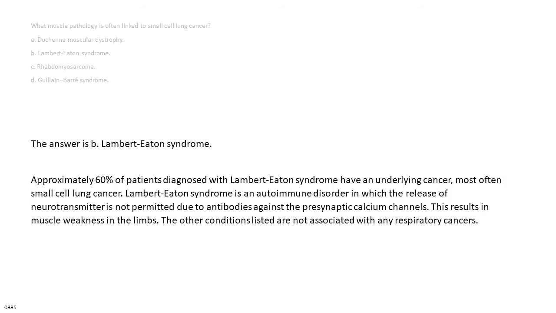The answer is B. Lambert-Eaton syndrome. Approximately 60% of patients diagnosed with Lambert-Eaton syndrome have an underlying cancer, most often small cell lung cancer. Lambert-Eaton syndrome is an autoimmune disorder in which the release of neurotransmitter is not permitted due to antibodies against the presynaptic calcium channels. This results in muscle weakness in the limbs. The other conditions listed are not associated with any respiratory cancers.